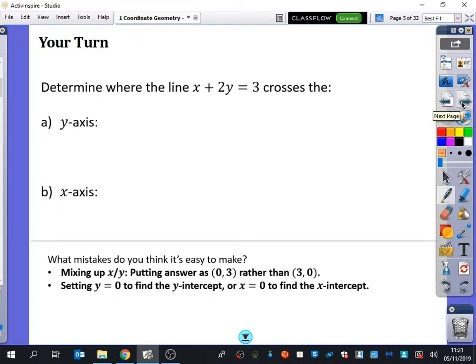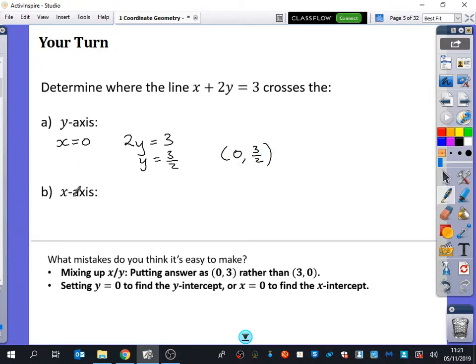So Hassan, if you can help me with this first one. When it crosses the y-axis, what do we know? Good. And so what did you know? What was the first thing that you substituted in? If it's crossing the y-axis, that x is equal to 0. So we just get 2y equals 3. And so you told me that y is 3 over 2. Putting that together as a coordinate, we get 0, 3 over 2.